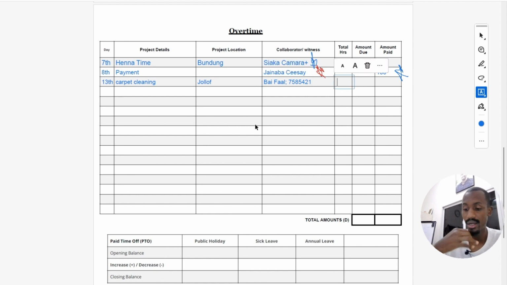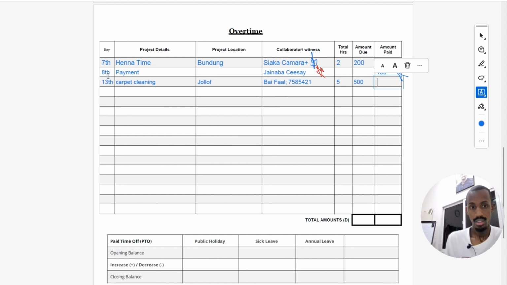Okay, so how many hours? Probably I spent 5 hours to wash a lot of carpets. All right. So how much is it? 500. All right. So that's it. So you see, I put the laborer's number here because that person is not a member of Jollof. I was with somebody else who is a laborer.